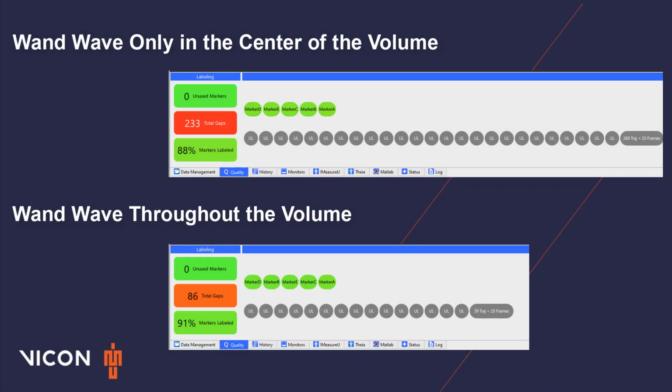On this slide, we can look at the two quality tab sections together. Even though the wand wave in the center of the volume had lower world and image errors, the data quality is poorer than the wand wave where we covered the entire volume. To reiterate the point, make sure you wave the wand where you expect markers to be throughout your volume. Do not only focus on the calibration feedback values.